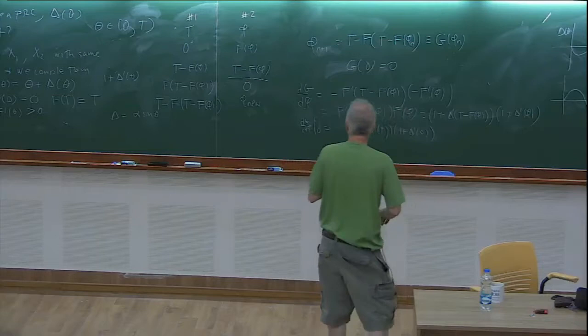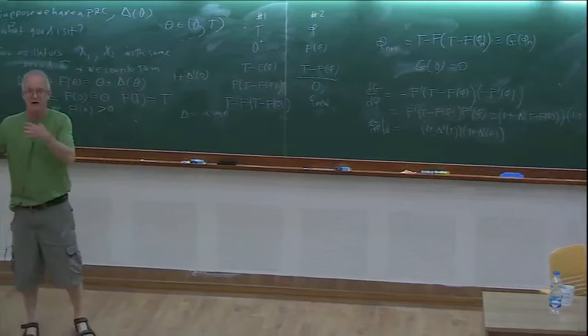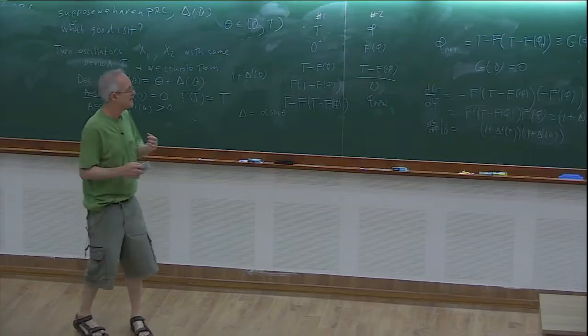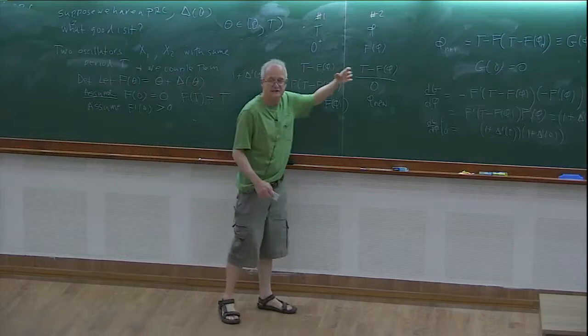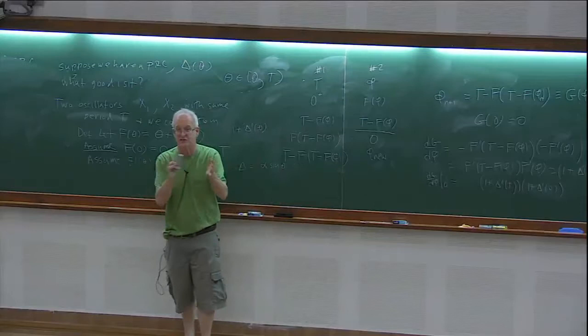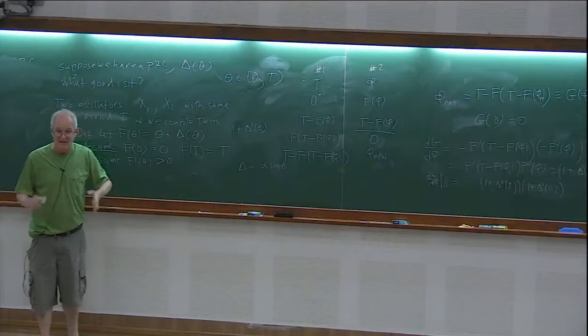Anyway, so that's why PRCs are useful. They allow you to determine what happens with synchronization between oscillators, okay? Now, this calculation is much more difficult if the PRCs are slightly different and they have slightly different periods. But it's still doable as long as they're not too far apart, okay? So is everybody cool with this? All right, so that's where they're useful.